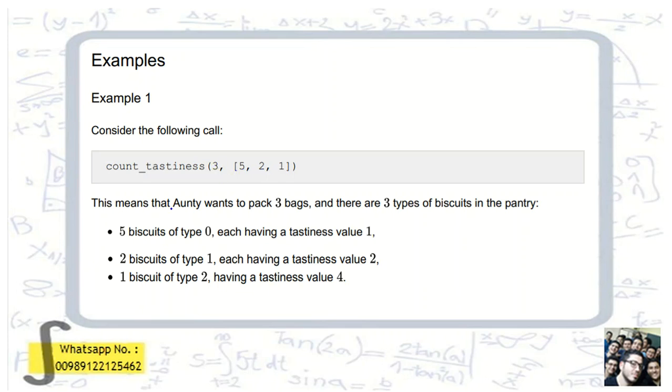This means that Auntie wants to pack 3 bags, and there are 3 types of biscuits in the pantry. So we have 5 of 2 to the 0, 2 of 2 to the 1, and 1 of 2 to the 2. So 5 biscuits of type 0, each having a tastiness value of 1, 2 biscuits of type 1, each having a tastiness value of 2, and 1 biscuit of type 2 having a tastiness value of 4.